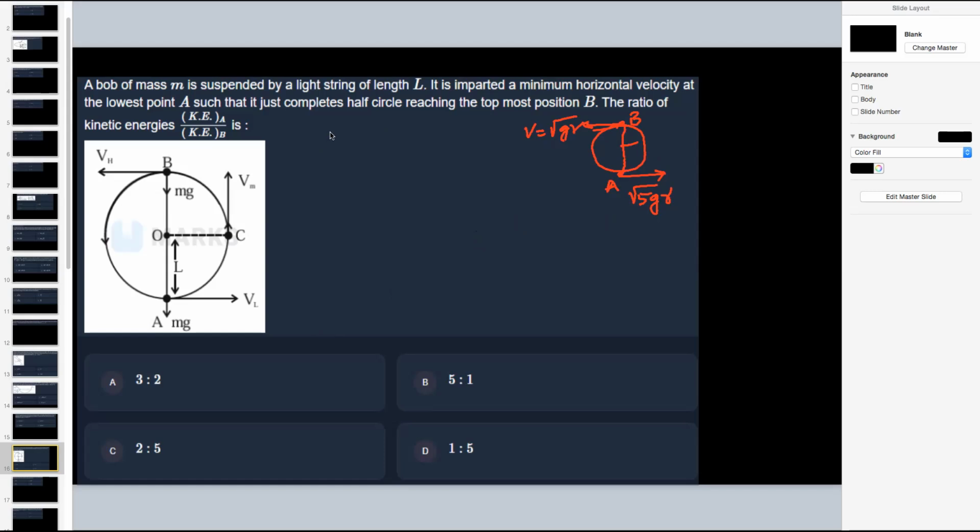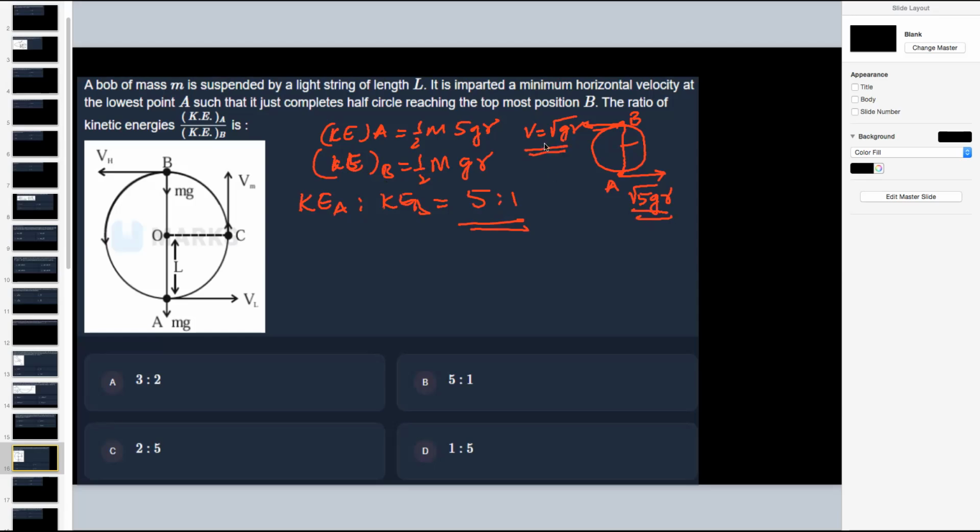Yes? Kinetic energy at A, this is half mv square, which is half m into 5gr. Kinetic energy at B, half mv square, with v square equal to gr. So the ratio we get, kinetic energy at A to kinetic energy at B, is 5:1. Simple. Of course, if you are not aware of this formula, using law of conservation of energy, you can derive it.